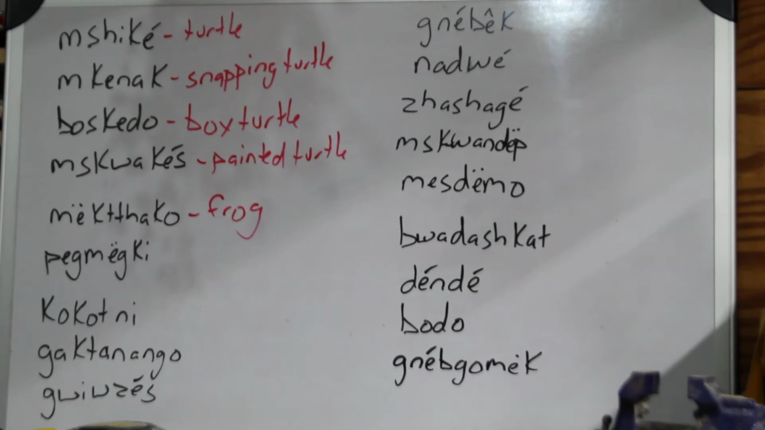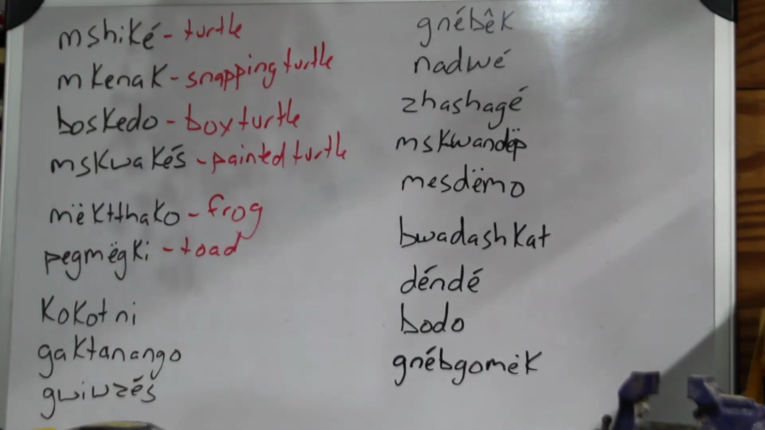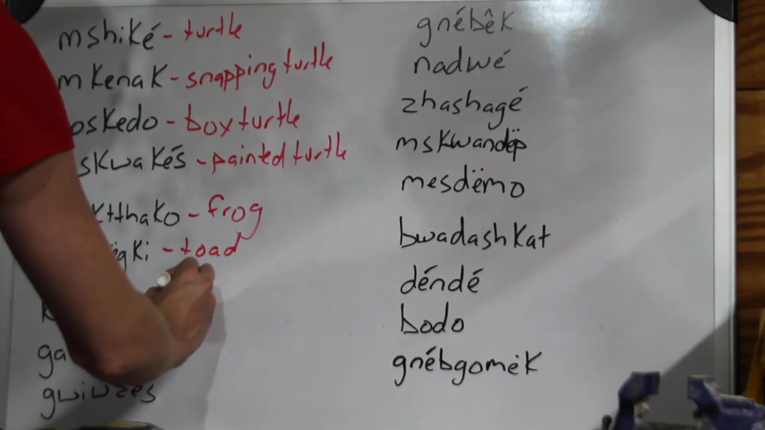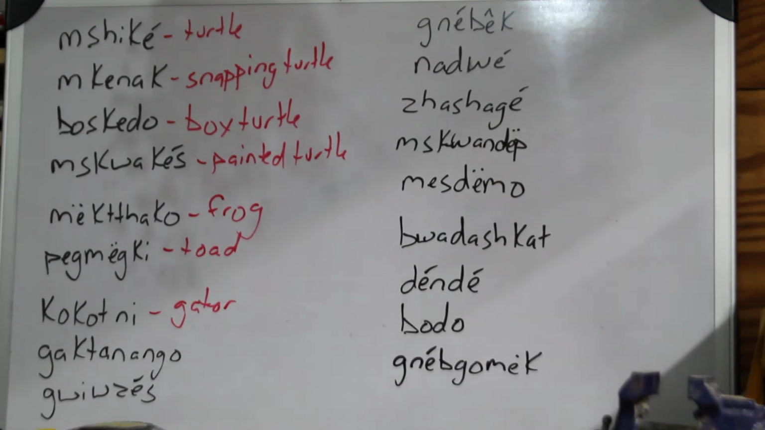Below that we have Pigmugkey. Pigmugkey describes bumps. This is describing the warts on the back of a toad. Toad, Pigmugkey. Next one we have is Kokotni. Kokotni is used for an alligator, crocodile, also used for a hippo. It literally means the scary thing in the water.